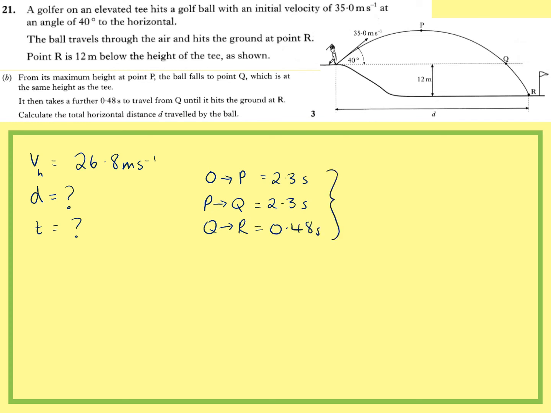So our total time is going to be 2.3 plus 2.3 plus 0.48. This is 5.08 seconds. So we can add this on. 5.08 seconds. We now have enough values to work out our distance. So d equals vt. This equals 26.8 times by 5.08. So our total distance is 136 meters.